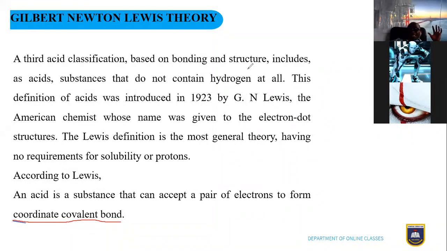As for Brønsted-Lowry, an acid is a donor. And what are they donating? Proton, not electron. An acid is a proton donor. That's Brønsted-Lowry. In Lewis, an acid is an acceptor. Acceptor of what? Not protons, but of a pair of electrons.